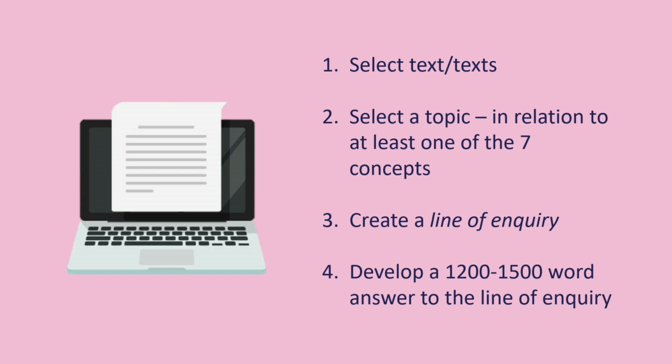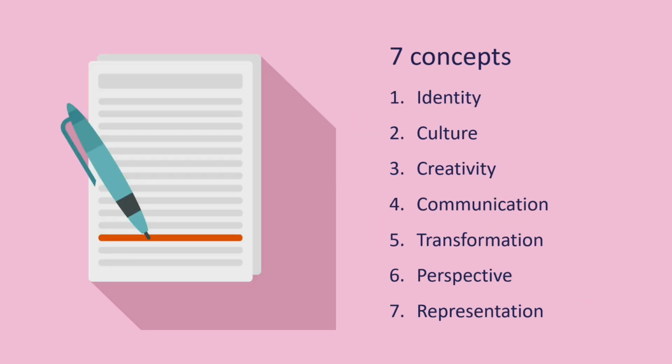So what you would do is first select the text or texts that you want to write the essay on, and then come up with a topic, a line of inquiry based on at least one of the 7 concepts. Then begin writing your 1,200 to 1,500 word essay, and these are the 7 concepts your essay question has to be based on.